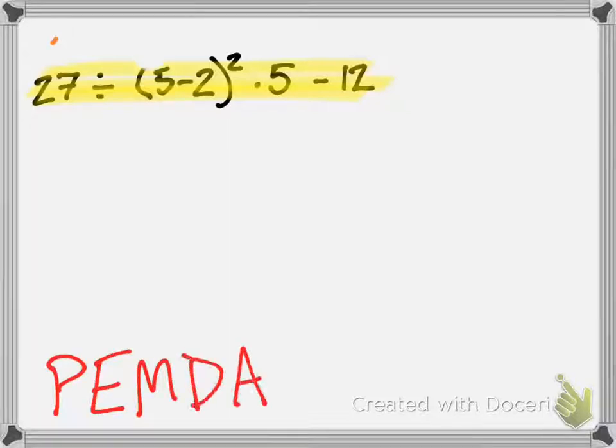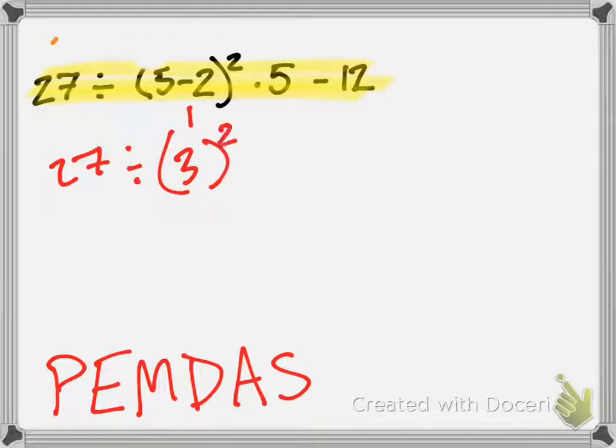So, let's look at this problem then. 27 divided by, in parentheses, 5 minus 2 squared times 5 minus 12. So, let's look at this together. What is our first step? Which part of this problem is our first step, Lucy? The parentheses. So we have to solve the parentheses. 5 minus 2, show me your fingers. It is 3. So now we have 27 divided by 3 squared times 5 minus 12.